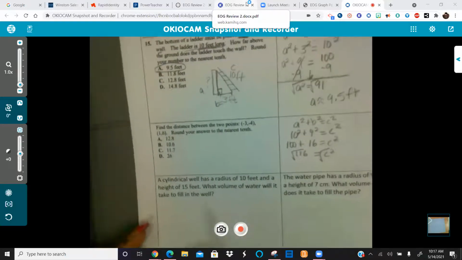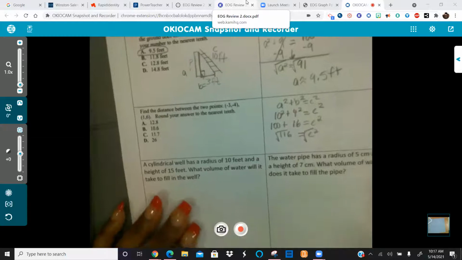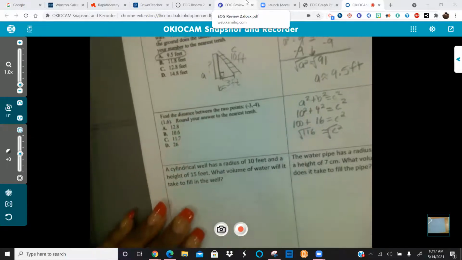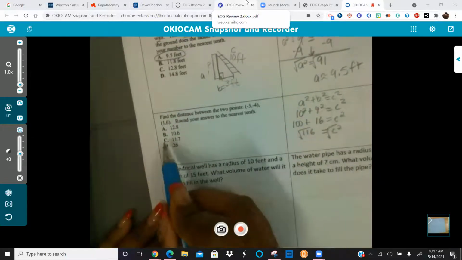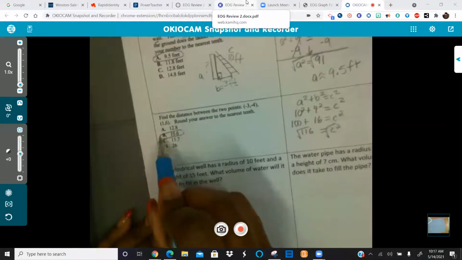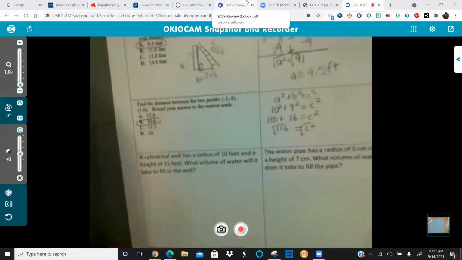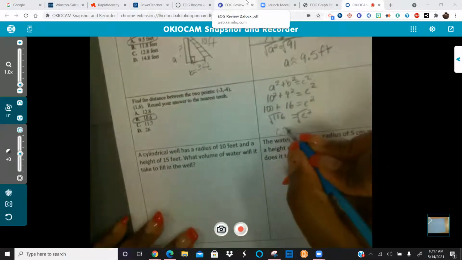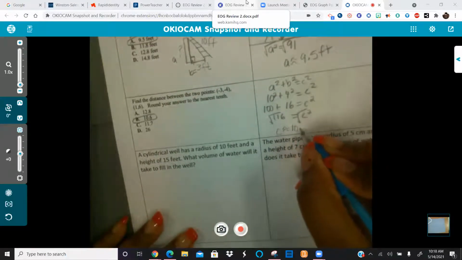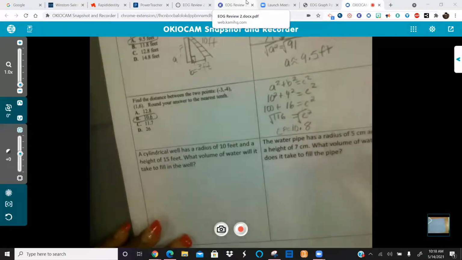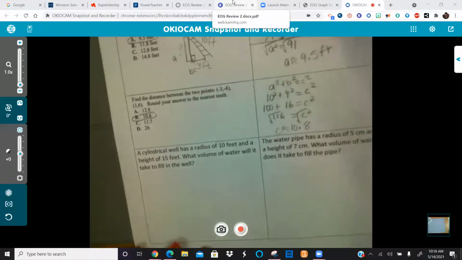So we're going to pick the closest answer. What's the closest answer here? B. Okay. All right. Okay, let's do the next one. And we're going to put C here. C really was about 10.8. Okay. All right, let's keep going.